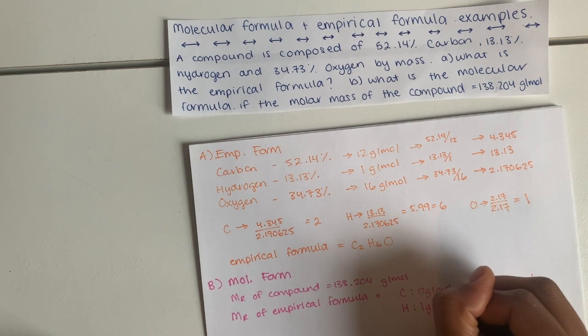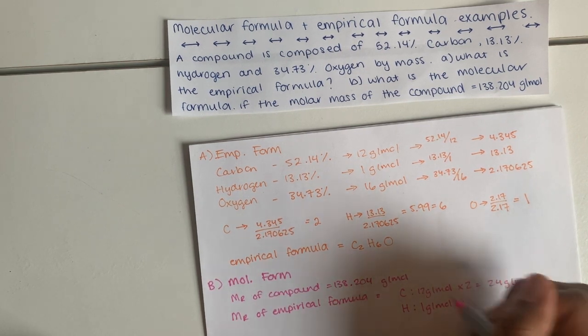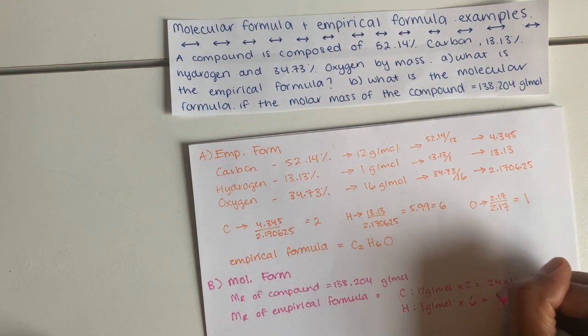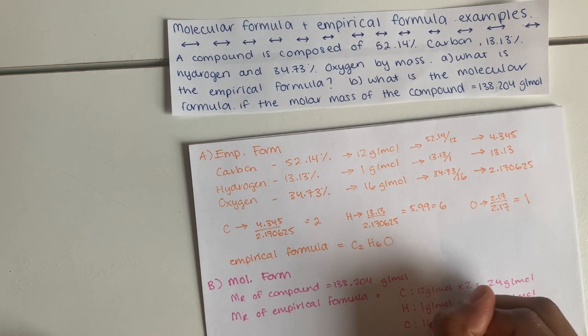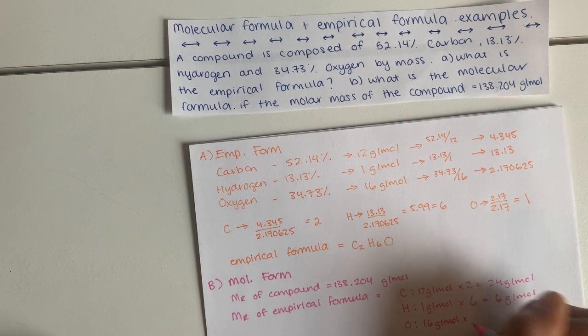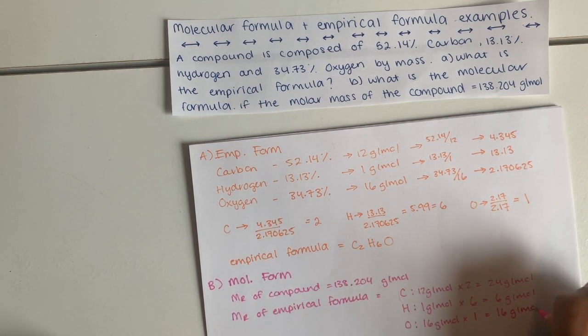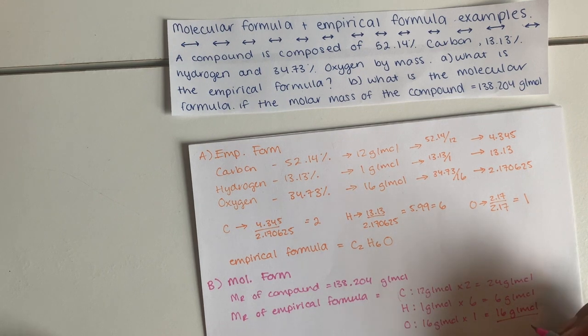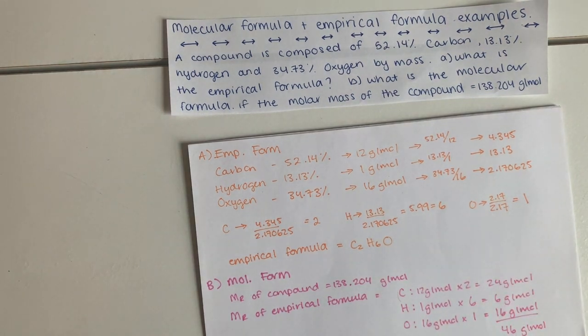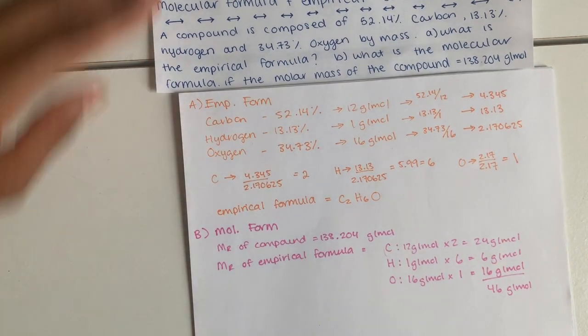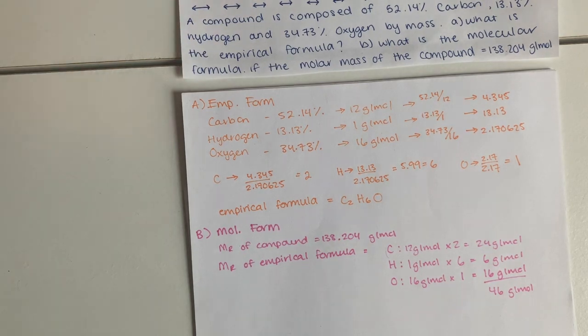H weighs 1 gram per mole. How many of them do we have? 6, gives us 6 grams per mole. And then oxygen weighs 16 grams per mole. And we have 1 of them. So you have 16 grams. If we add all of these up together, we get 46 grams per mole. Oops, can you guys see? Cool, we have 46 grams per mole.